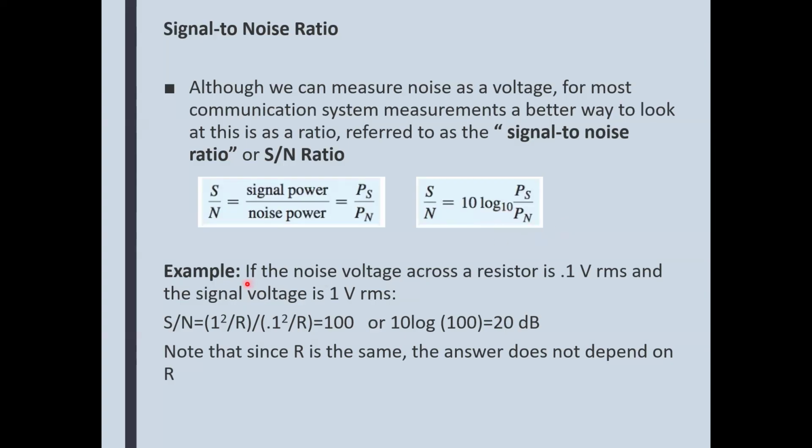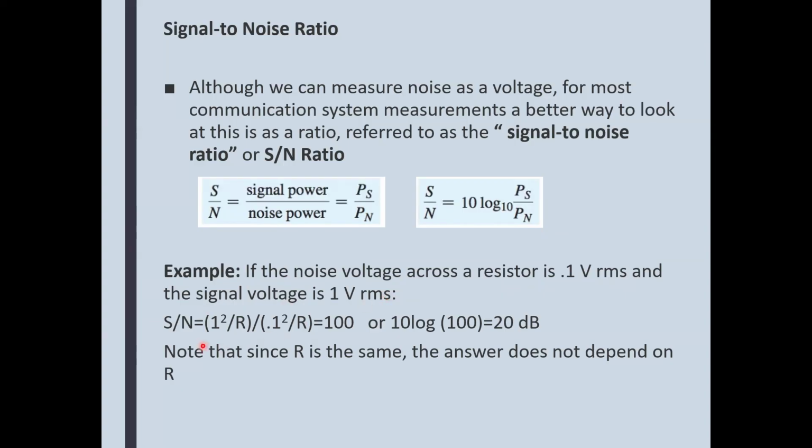Example here: if noise voltage across the resistor is 0.1 volt RMS, and the signal is 1 volt RMS. Can you just divide voltages? No, you can't. You have to do this power thing, because power is voltage squared over resistance.